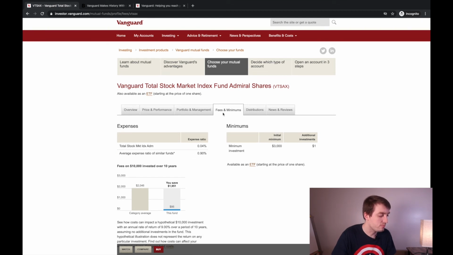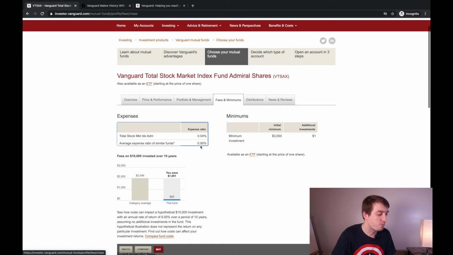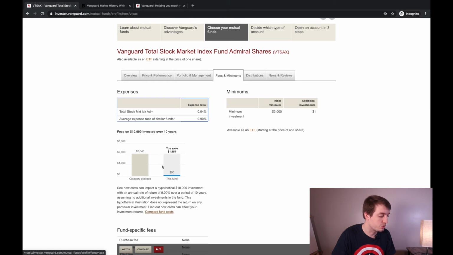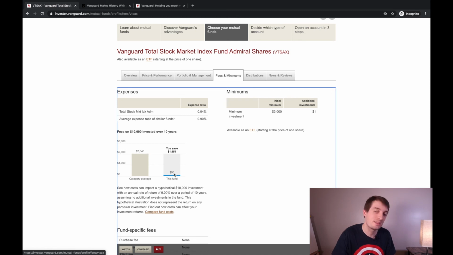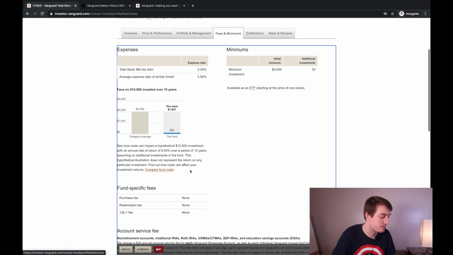Then here, we talked about fees and minimums, expenses, right? So the total stock market index fund, what we talked about, is 0.04%. And right here, it also talks about how this is compared to the average of 90%. And I like Vanguard because it'll show you here, once again, the average: if you put 10K in over 10 years, this person is going to be paying about $2,000 in fees. You're looking at paying less than $100 over a 10-year period with that 10K. Obviously, it's going to be more if you invest more, but substantially less.